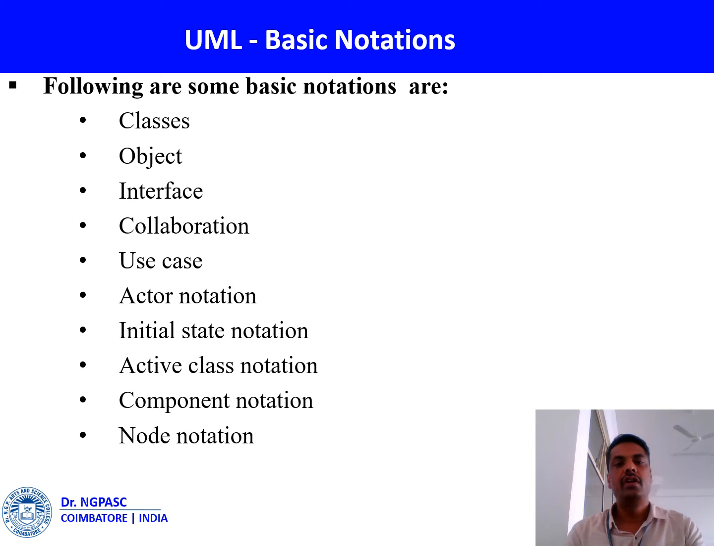The next one is UML basic notations. The basic notation is a very important concept that comes under the UML topic. Some of the basic notations are classes, objects, interface, collaboration, use case, actor notation, initial state notation, active class notation, component notation, and finally node notation. Let us see one by one.